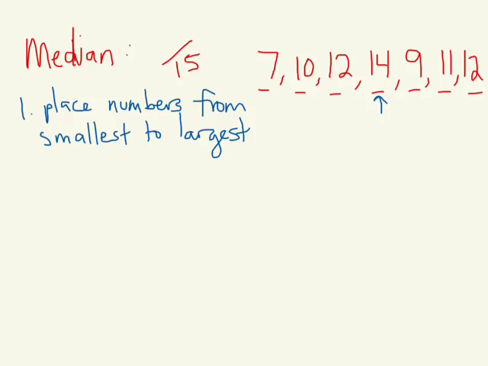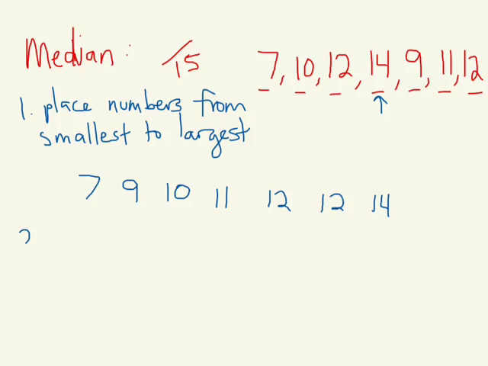So the smallest one is 7. Okay, then the next one we've got a 9. We've got a 10. We've got an 11. We've got 2 12s and a 14. Okay, so we've got all 7 of them there.